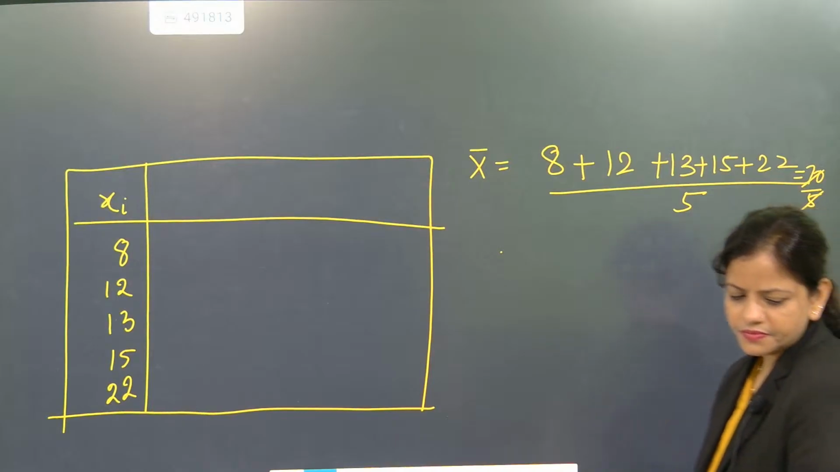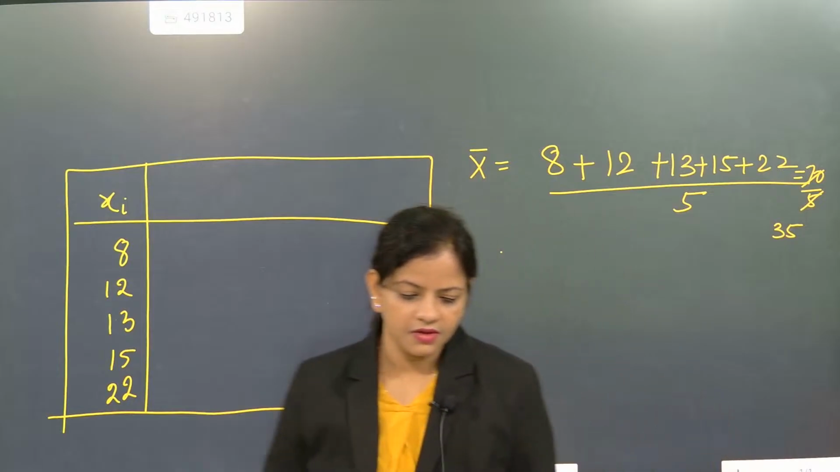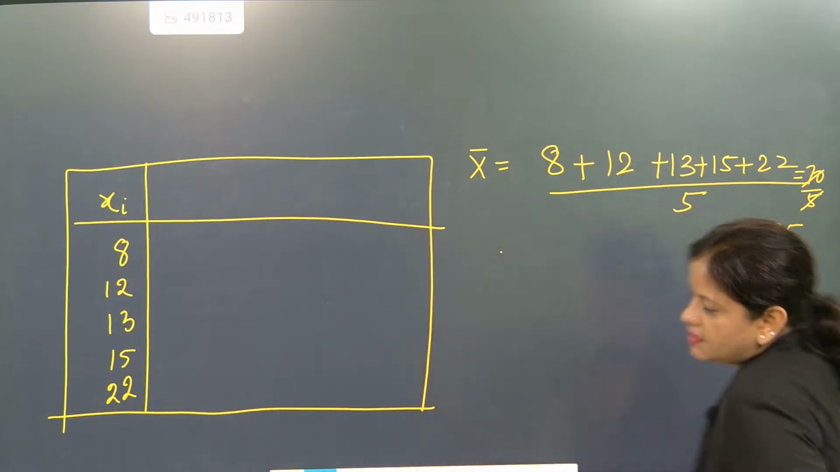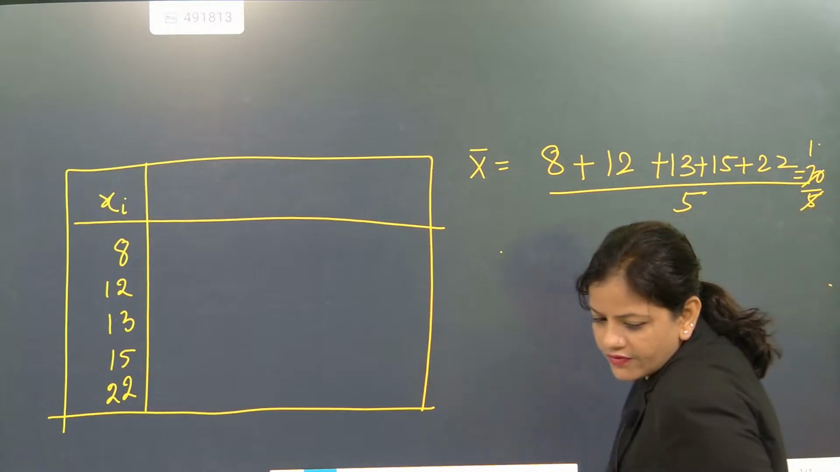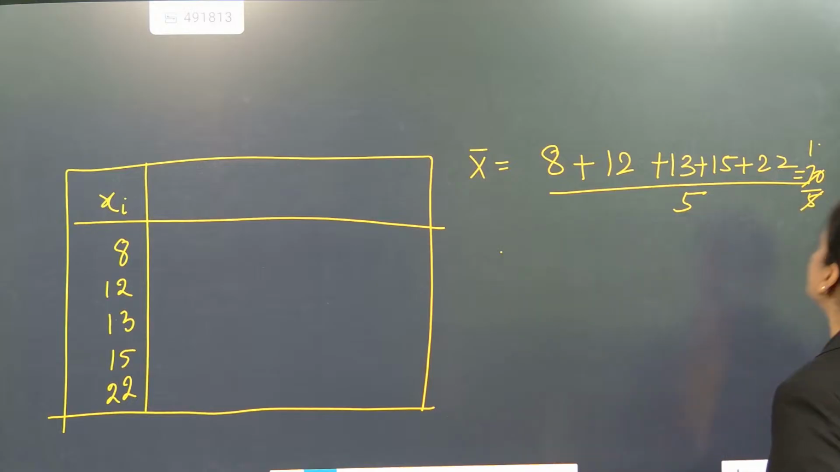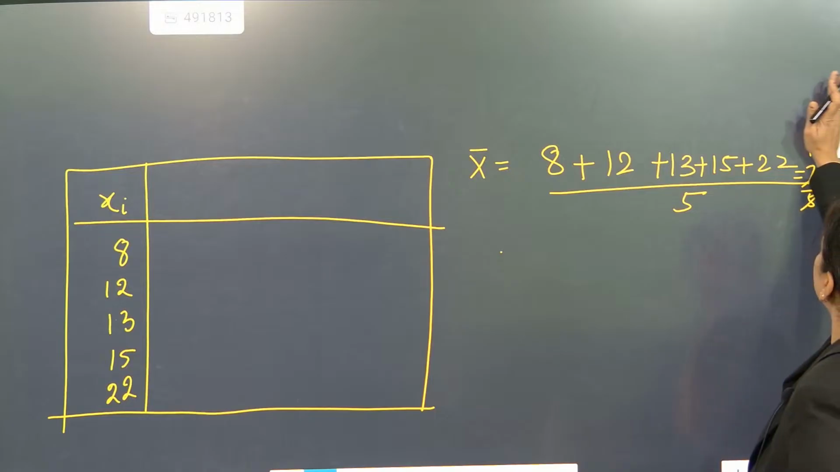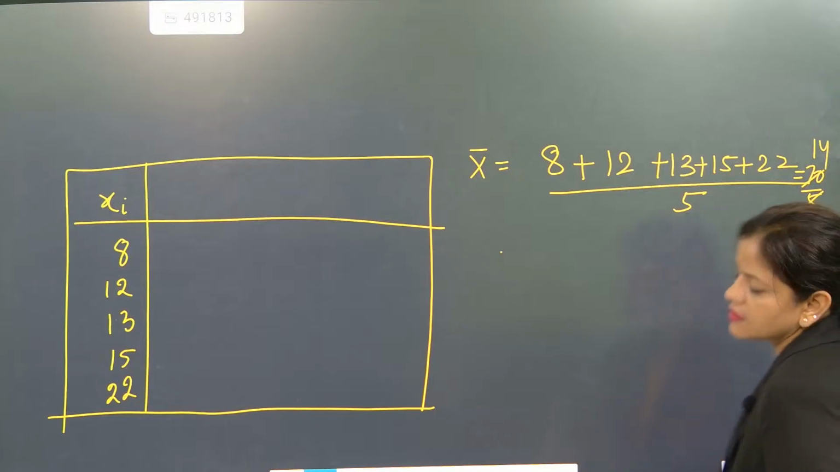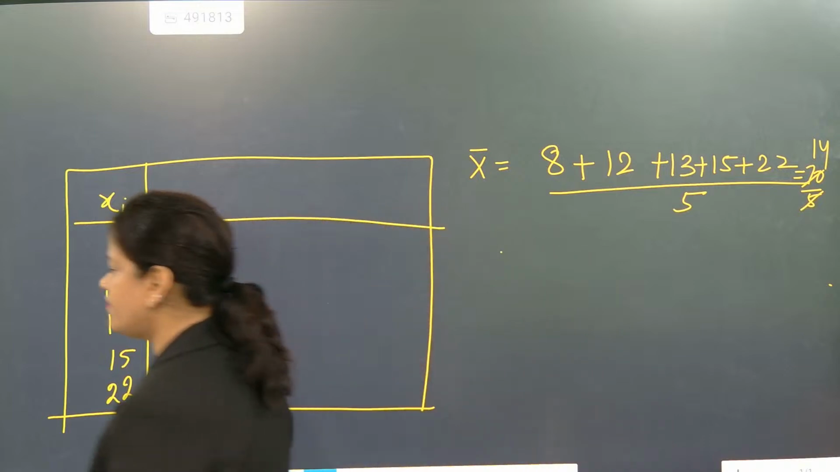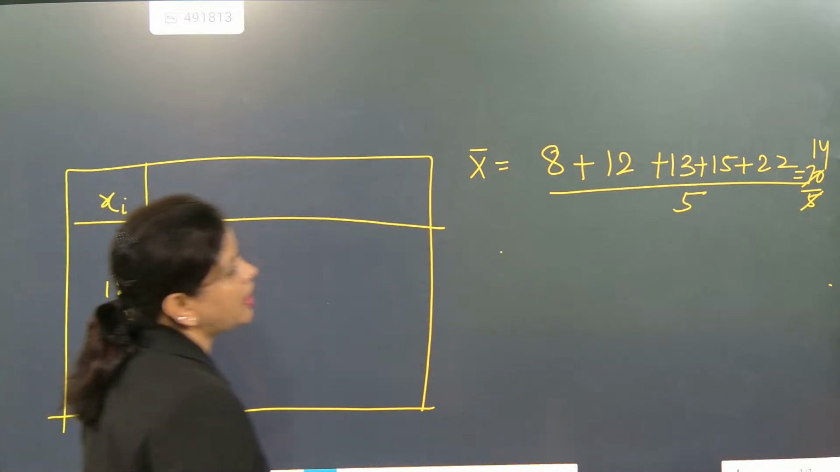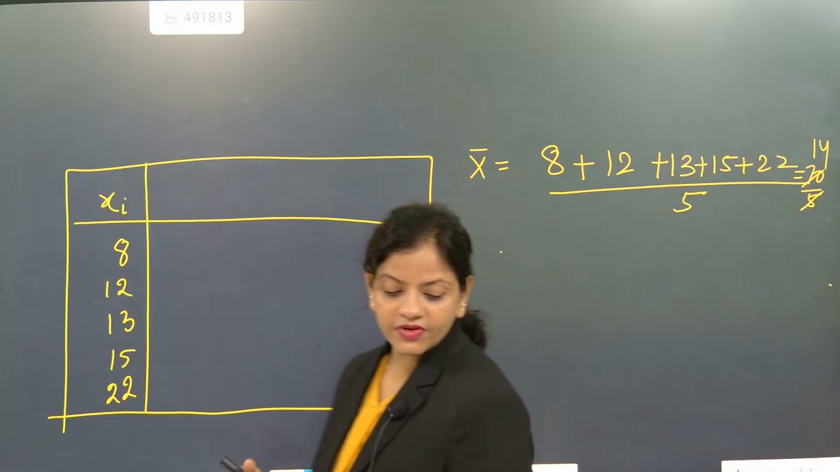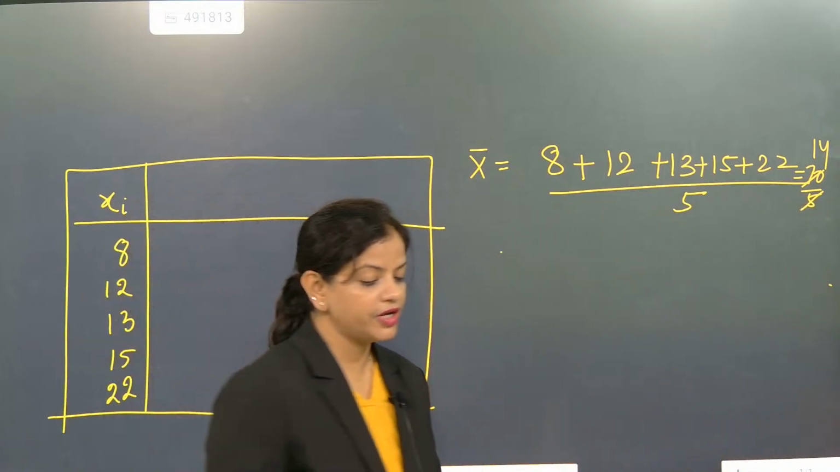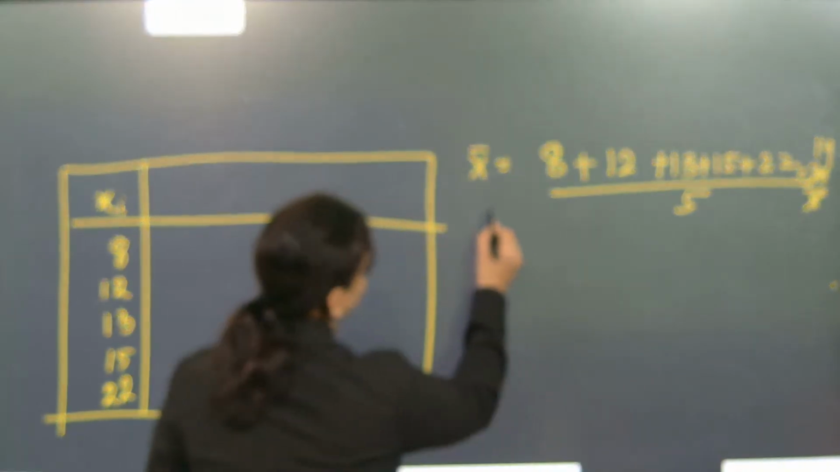Correct? Hmm. 70 divided by 5. Everyone, 70 divided by 5. I said 35. 35 would be when it is divided by 2. But when it is divided by 5, how much will it become? It will become 14. So now the mean is coming as 14.